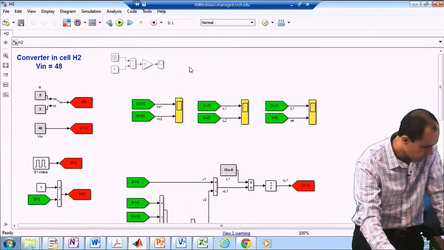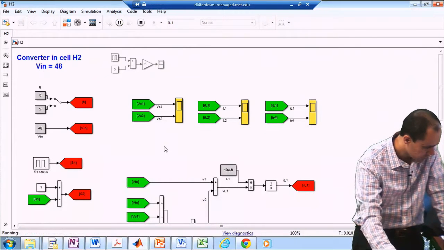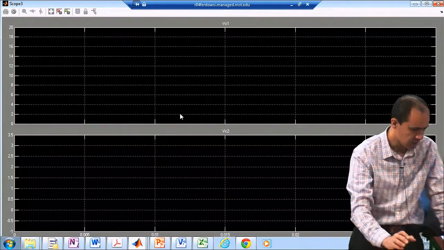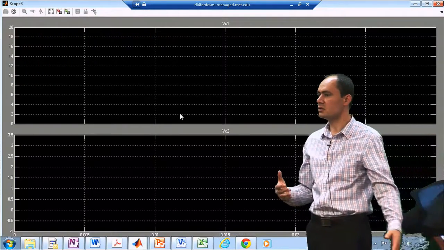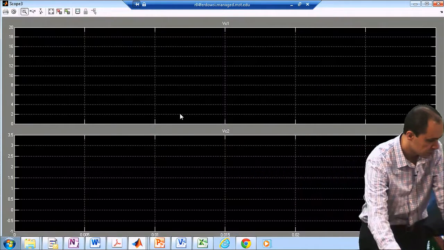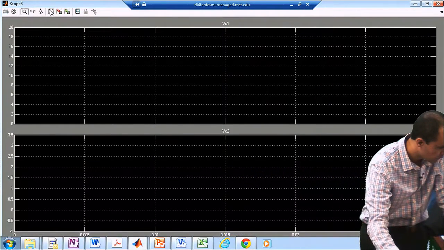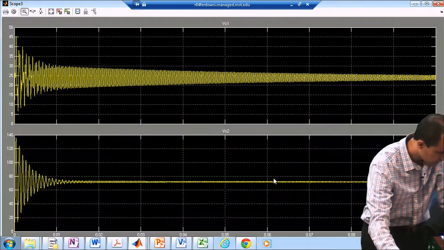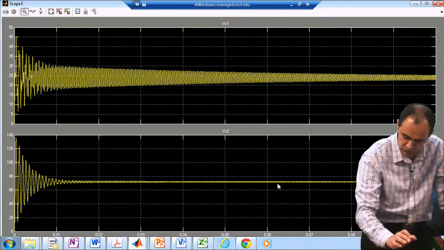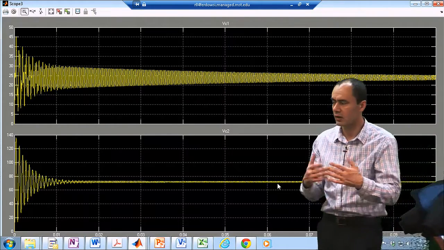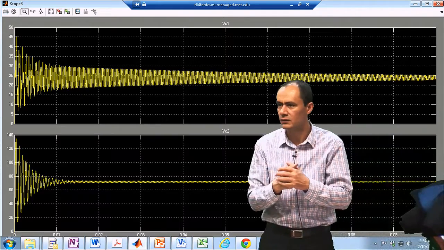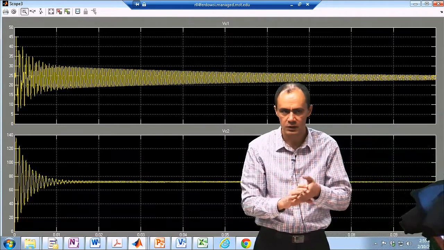So now you can actually run it and look at a bunch of waveforms. For instance, I'm looking at VC1 and VC2. VC2 is actually your output voltage. I don't have a numerical number in mind for what it should be, but it is settling around 72 volts. So I think if you numerically calculate it with a duty cycle of 0.5, you should get to that number.